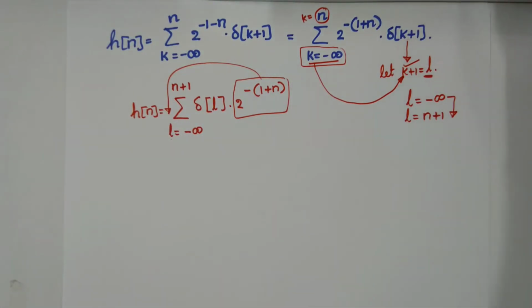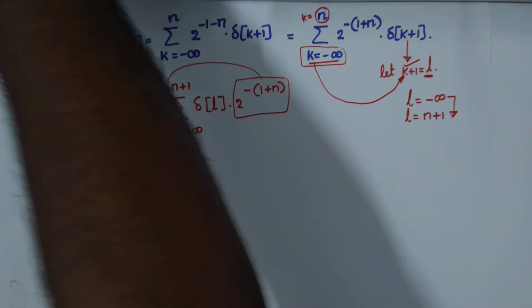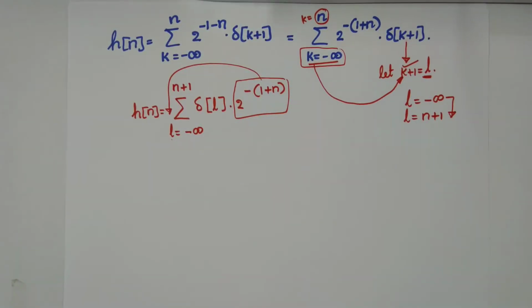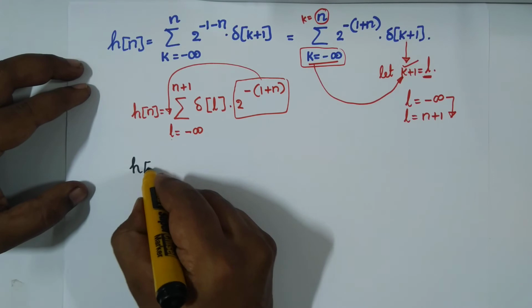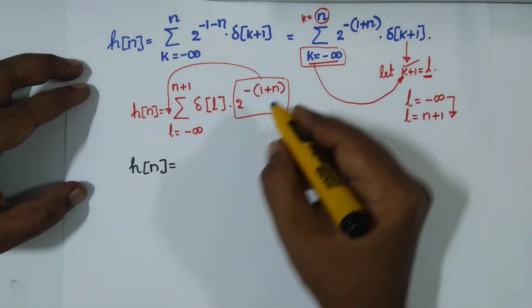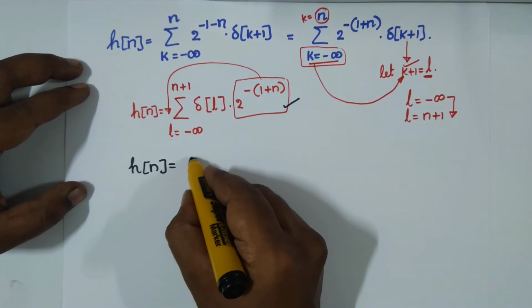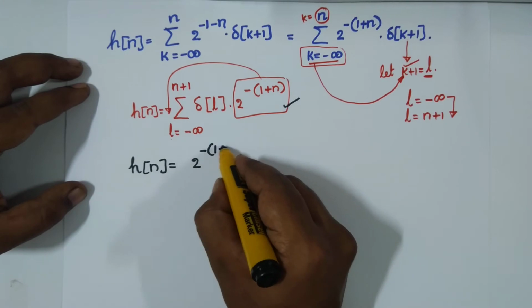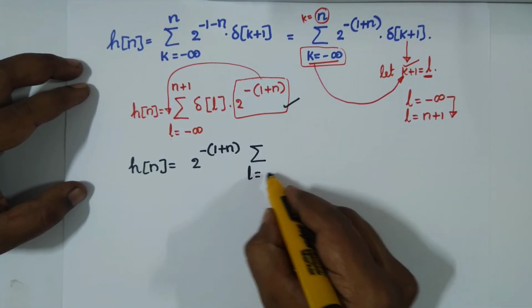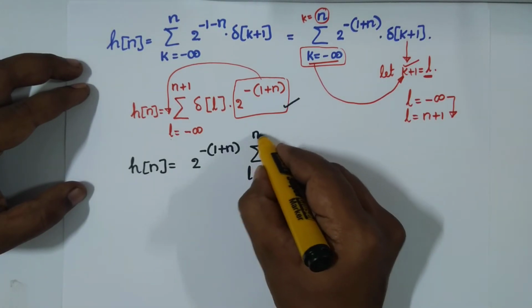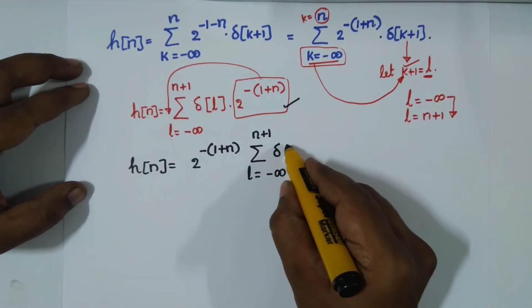Let me use again, just give me 2 more seconds. Meanwhile, let me collect my black marker. So now h of n, let us bring this quantity outside. You have 2 power minus 1 plus n, summation L is negative infinity to n plus 1 delta of L.